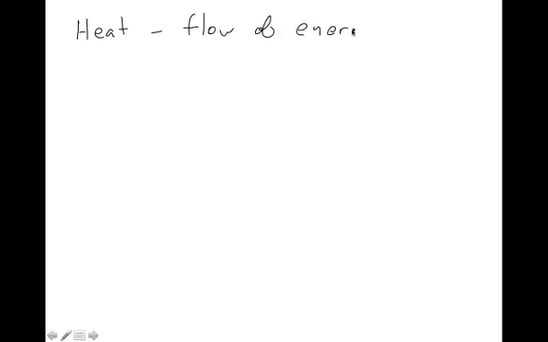So what is heat? We need to know what heat is. Heat is the flow of energy. It's the flow of energy from an area of high energy to low energy. We symbolize heat by the letter Q, a lowercase q. And so if you have an exothermic process, Q flows out. If you have an endothermic process, Q flows in.